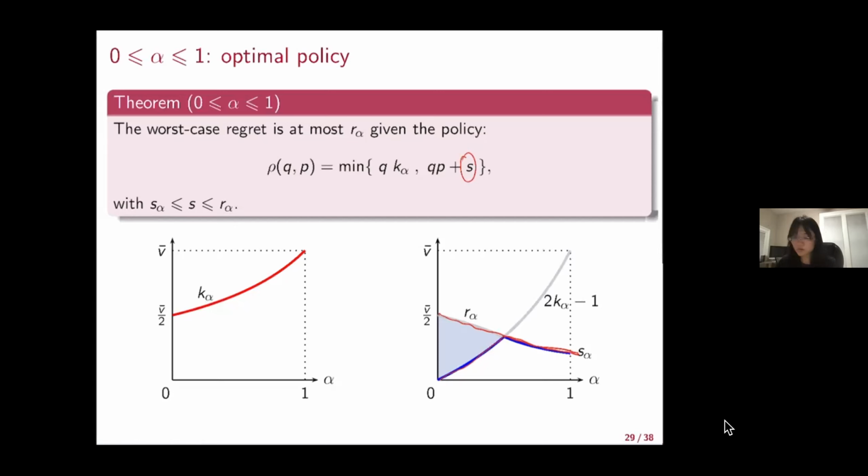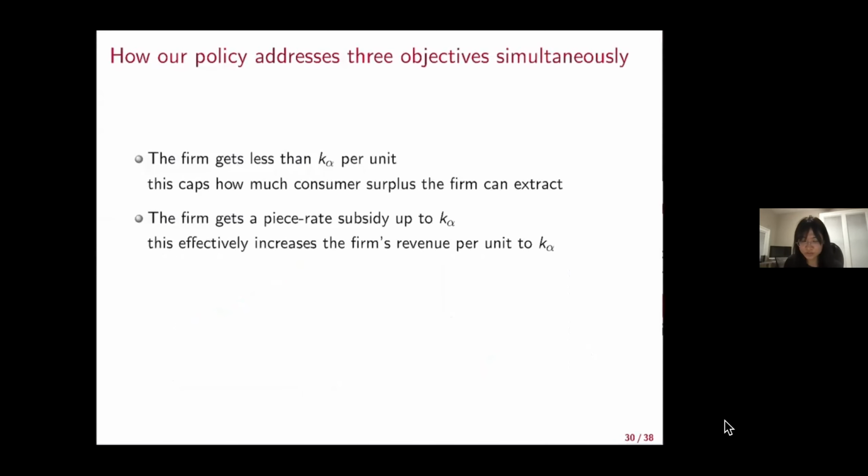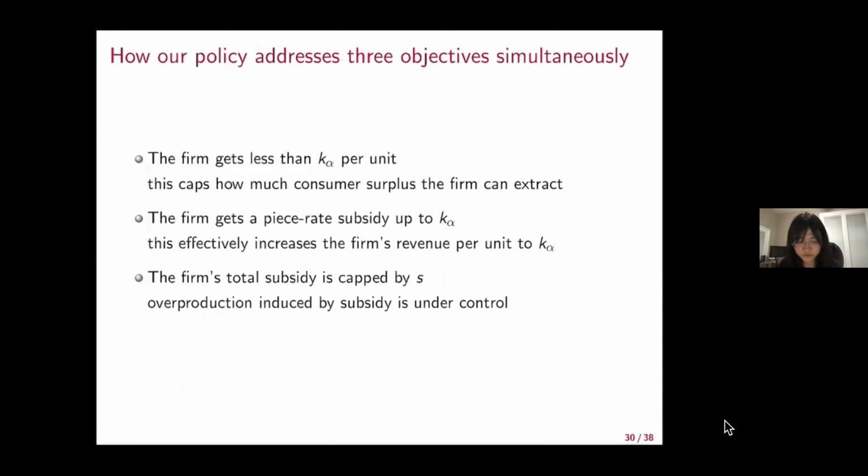Now these 3 objectives are there in order to address 3 concerns. The cap on the revenue per unit will cap how much consumer surplus the firm can extract. The firm would get a piece rate subsidy up to K alpha. This would effectively increase the firm's revenue per unit to K alpha initially. And lastly, the firm's total subsidy is at most S. So we don't incentivize too much overproduction from the firm.